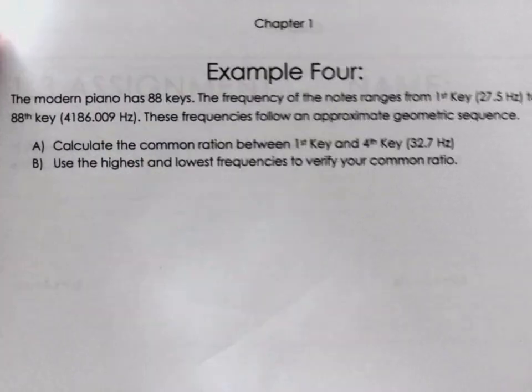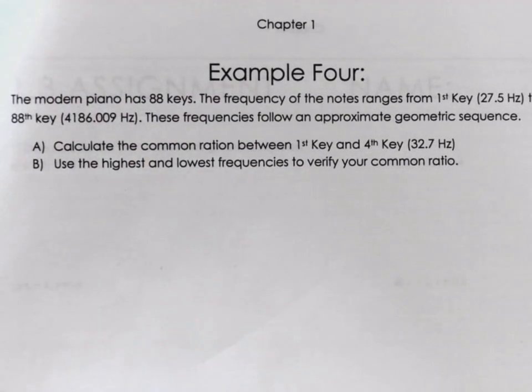Okay, this one has to do with the piano. It's confusing. Do some of you play the piano in here? Yeah? Okay, good. Okay, I don't. So this is the best we're gonna get. Piano has 88 keys. Key 1 has a frequency of 27.5, and the 88th key has a frequency of 4,186.009 hertz. Okay, these frequencies follow an approximate geometric sequence.